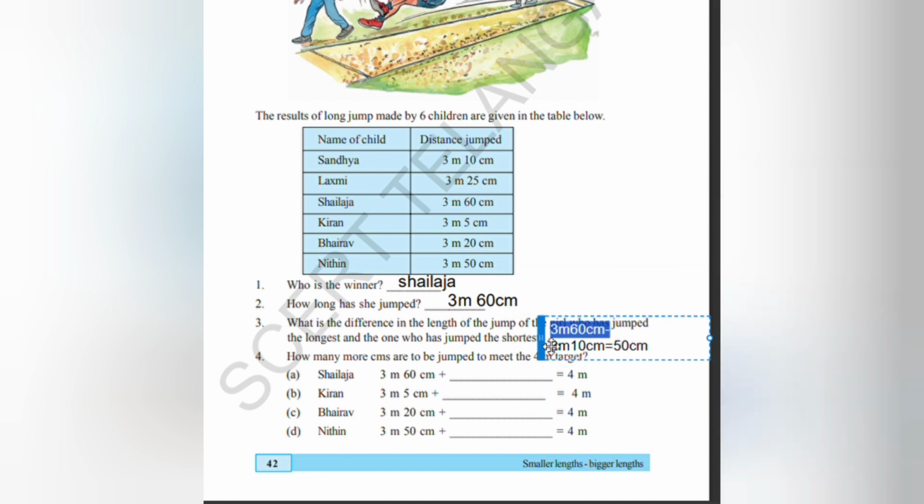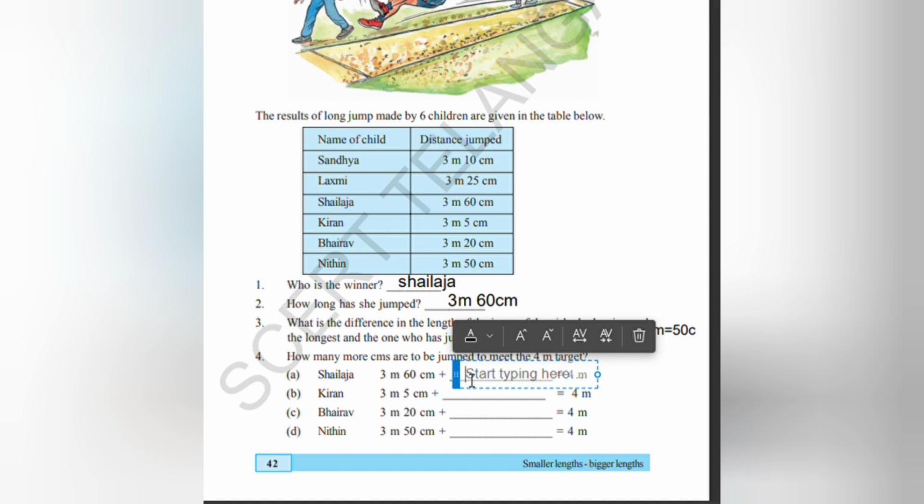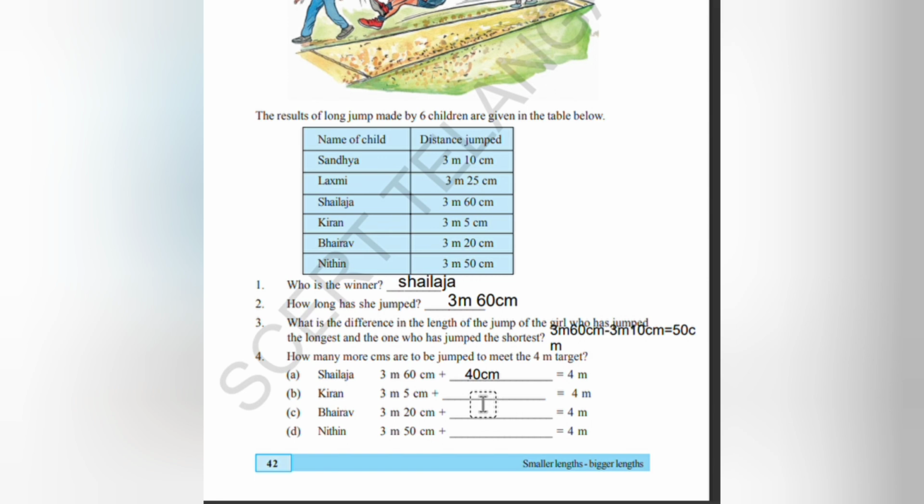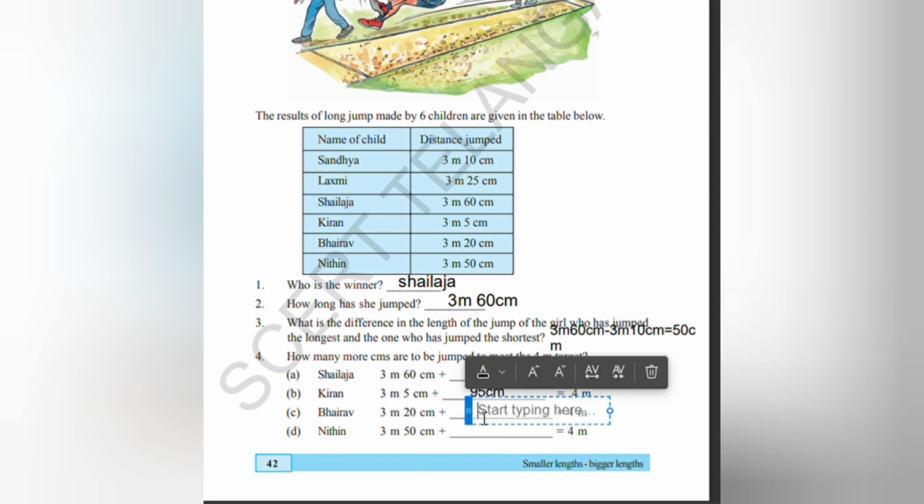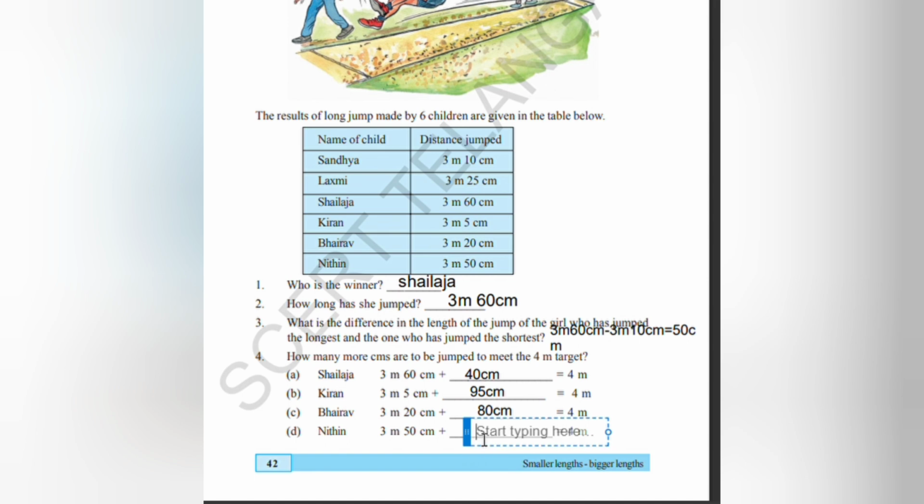Okay. How many more centimeters are to be jumped to meet the 4 meter target? Here 40 centimeter. 3 meter 60 centimeter plus 40 centimeter equals 4 meter. 3 meter 5 centimeter plus 95 centimeter equals 4 meter. 3 meter 20 centimeter plus 80 centimeter is equal to 4 meter. 3 meter 50 centimeter plus 50 centimeter is equal to 4 meter.